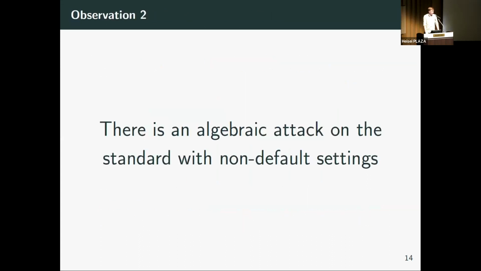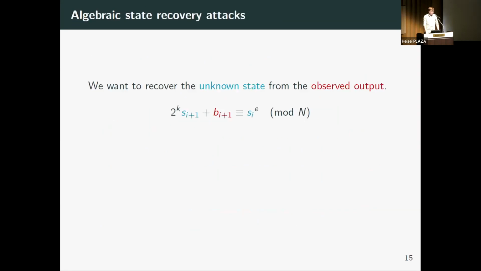There does exist an algebraic attack, but in non-default settings. So recall that we have the algebraic relationship between the states and the output, and we can assume for this attack that the adversary gets to see some of this output. They would like to recover the states so that they can predict the future output. Now, we have this polynomial equation where we have the unknown states and the known output. And I want to point out that the unknown states here are small integers relative to the size of n. I also want to point out that the default public exponent e is 3. So this is a cubic polynomial, or a polynomial of low degree.